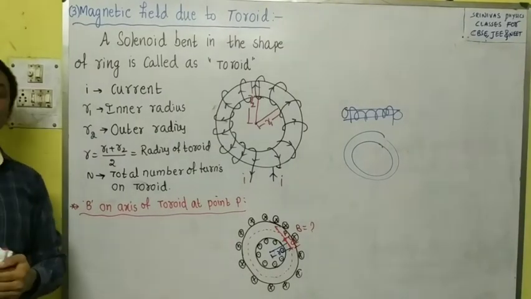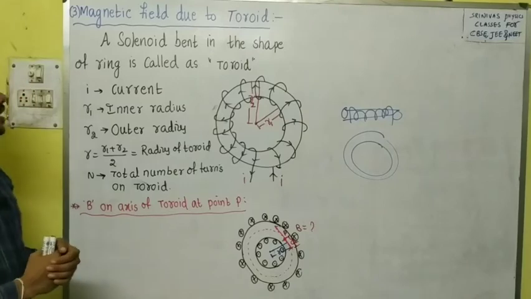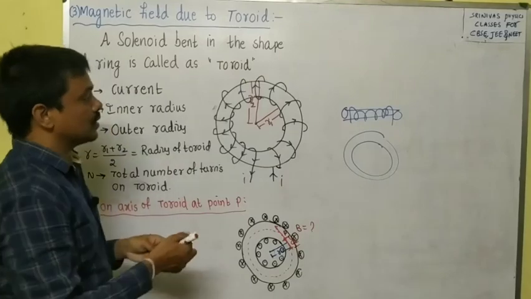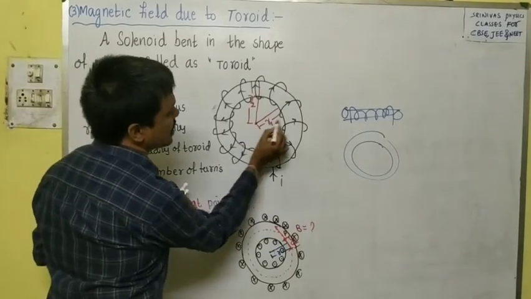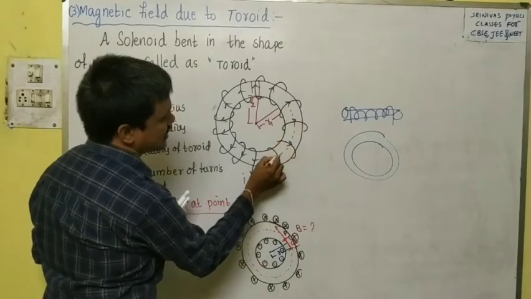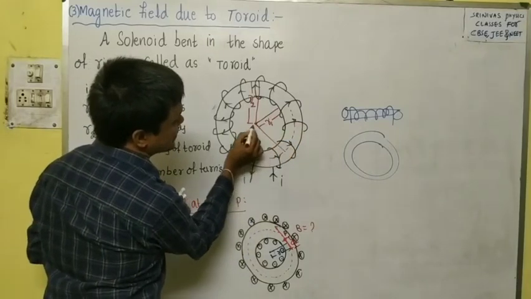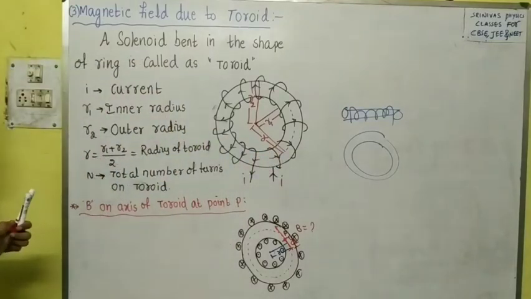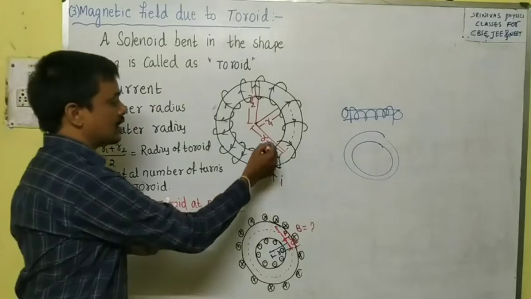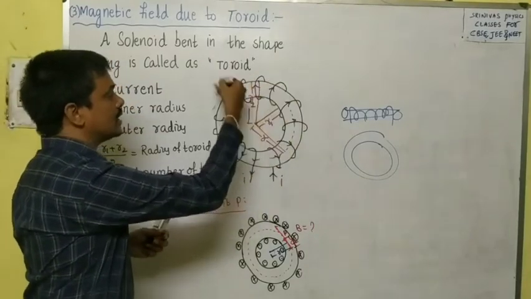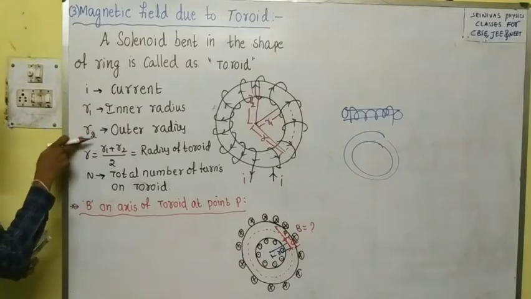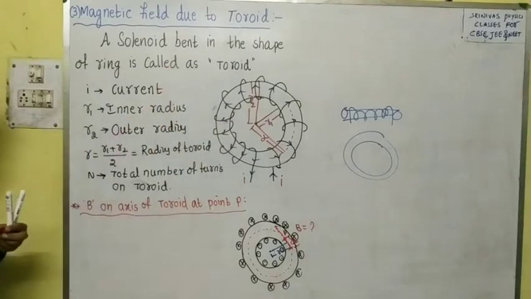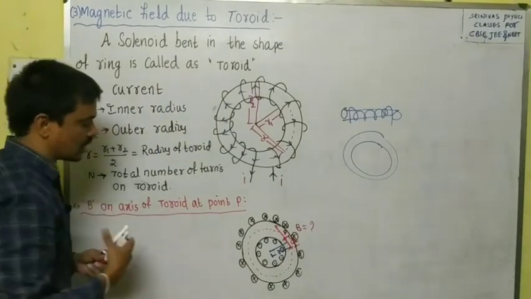Now I am going to derive the magnetic field formula for the toroid. The inner radius of the toroid is r1 and the outer radius is r2. The average radius, up to the axis, we take as r, which is r1 plus r2 by 2. I is the current in the toroid, and capital N is the total number of turns in the toroid. I am going to derive B on the axis of the toroid.